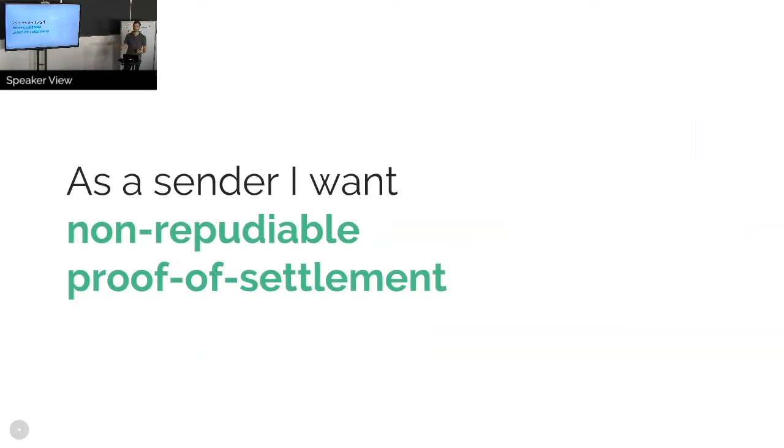The proof of settlement part is that the money got there, and the only way to know that it got there all the way is to get proof from the recipient. And I want it to be non-repudiable because I don't want the recipient to later say, no, actually I changed my mind, you didn't pay me, and so now I have this awkward situation. I want to make sure that this is proof that they can't renege on.